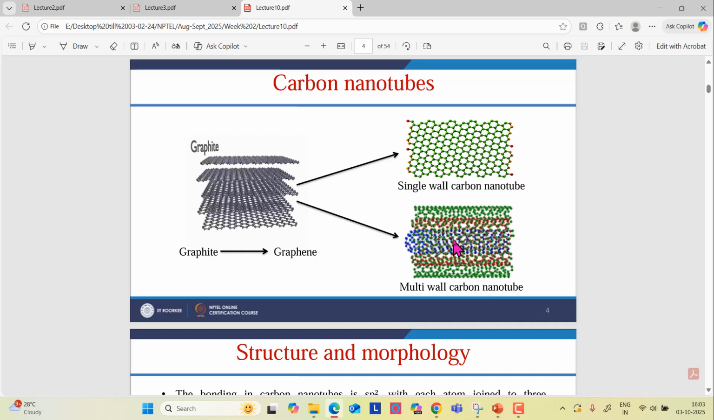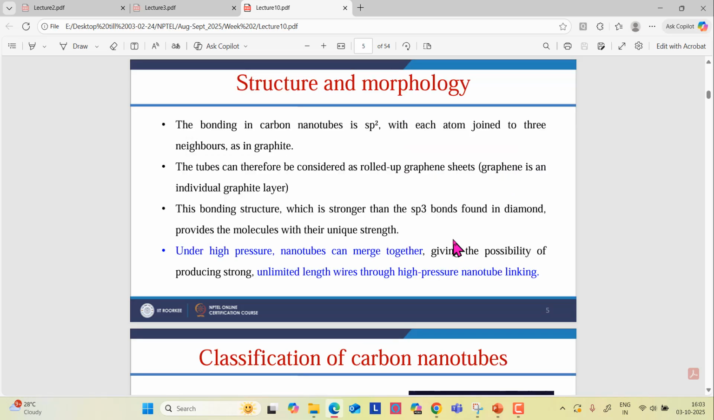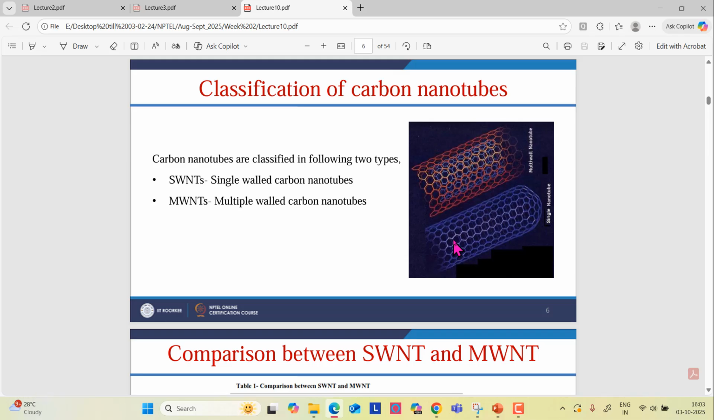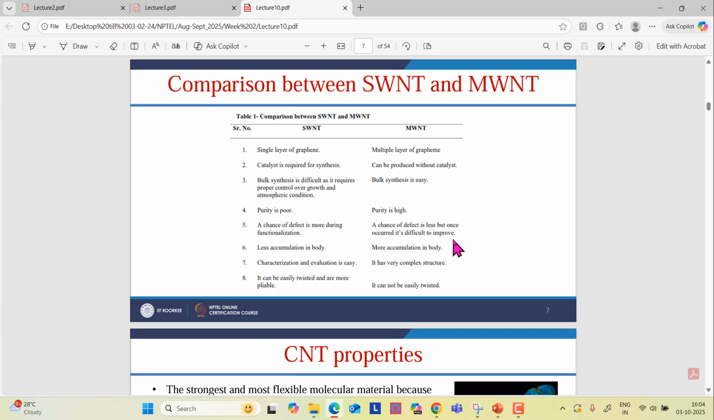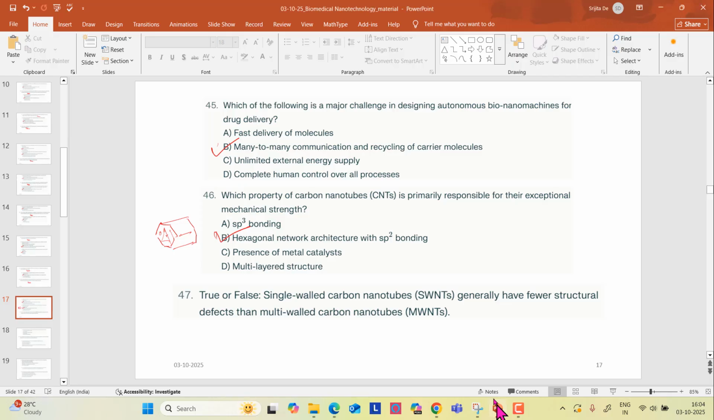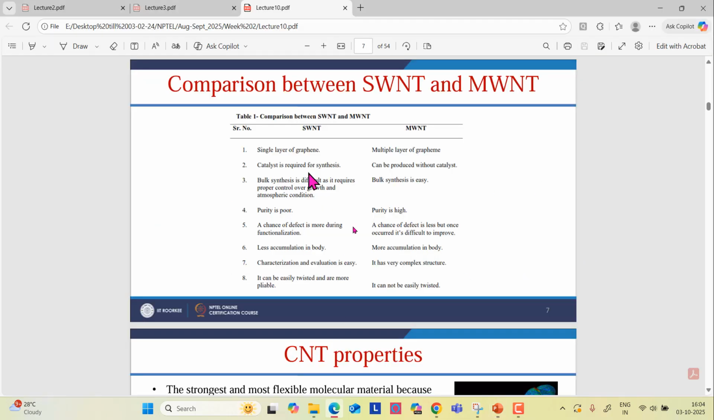Here, this is the single-walled and this is a multi-walled. So what is the question? Here it is. Single-walled carbon nanotubes generally have fewer structural defects than multi-walled carbon nanotubes. So true. Yes, it is true.